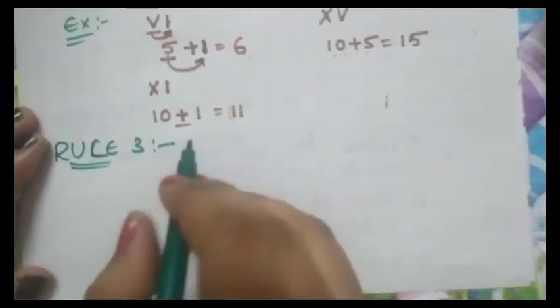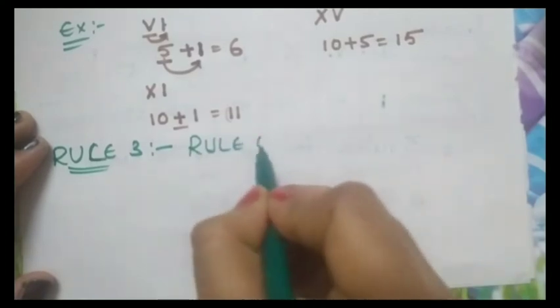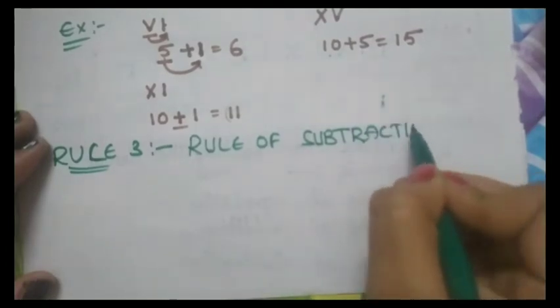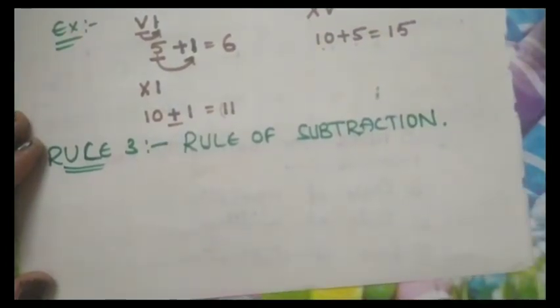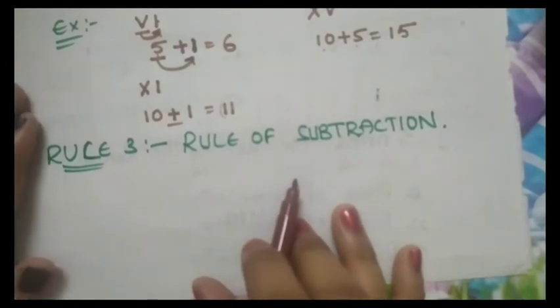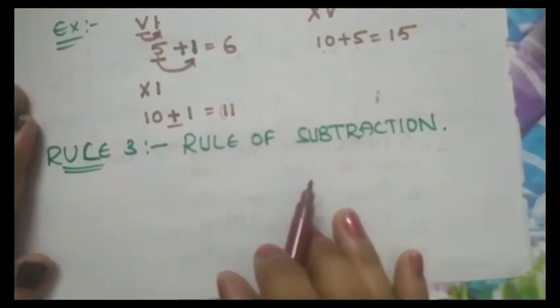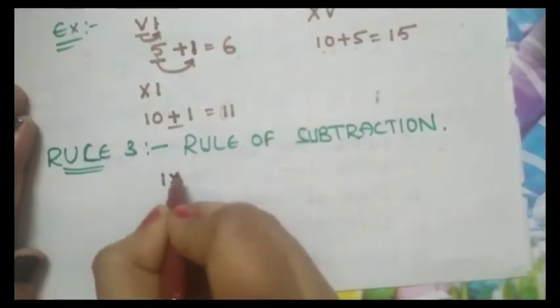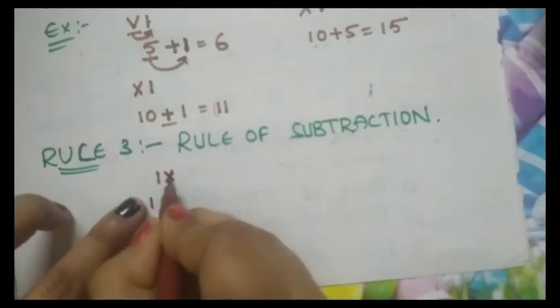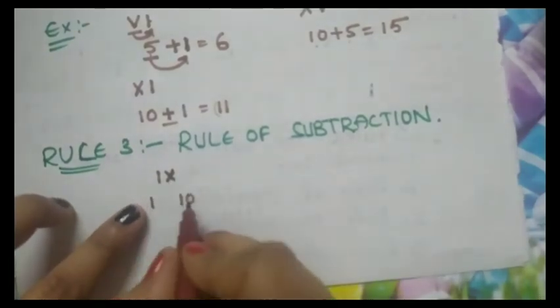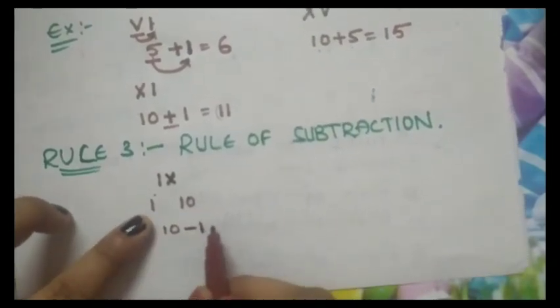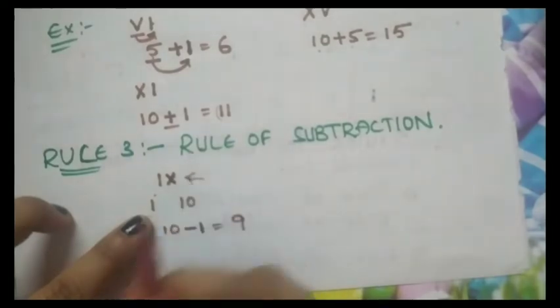Rule 3, that is the rule of subtraction. A numeral I written before a numeral of greater value means subtraction. For example, IX. I means 1 here, X means 10. Since the smaller numeral comes before, we have to do subtraction. 10 minus 1 is 9. For 9 we will write like this.